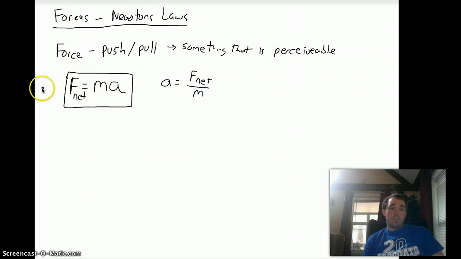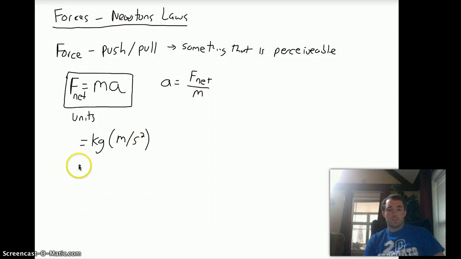So, first of all, let's figure out the units of force. The units of mass is kilograms, and the units of acceleration are meters per second squared. So what does that tell you? That tells you that a force unit would be a kilogram meter per second squared, and you're like, what is that? Well, we simplify it.